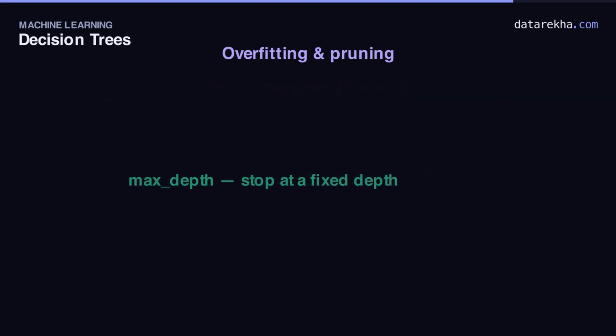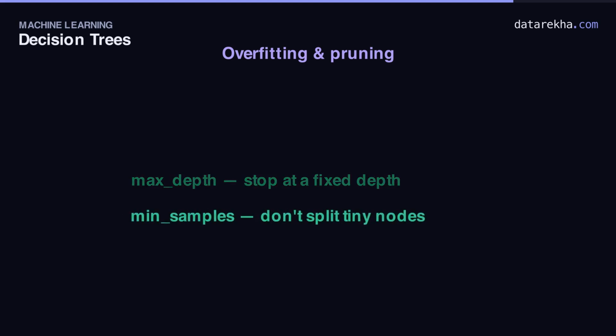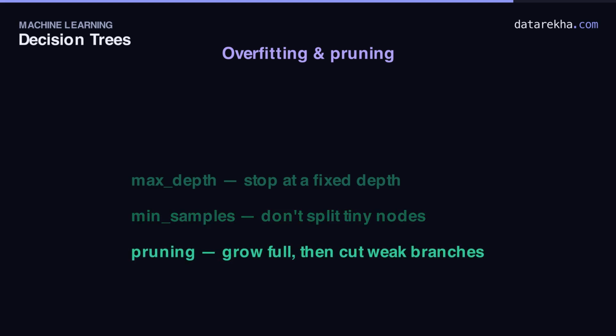The fixes all pull the tree back towards simplicity. Cap its depth, max depth, so it stops asking questions after a few levels, or refuse to split a node that holds too few samples, so it never carves rules out of 2 or 3 points. Or prune. Let the tree grow full, then snip back the branches that barely improve things. Each is a way of trading a little training accuracy for a lot of generalization.